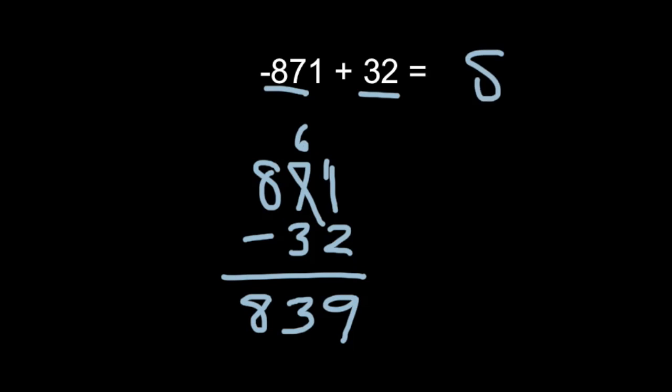So our answer is 839, and we need to decide if it's a positive or negative answer. Well, let's look and see what the absolute values of these are and decide which one's more powerful. Is this negative more powerful, or is the positive number more powerful? Well, clearly there's a lot more negatives here, so that when negative 871 battles it out with positive 32, the answer is going to have to end up being negative because there's more negatives in this problem.